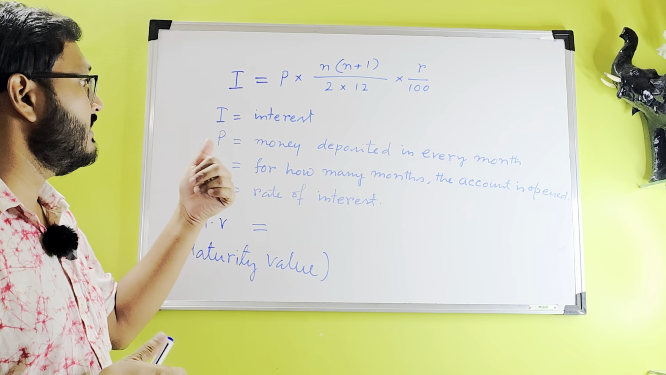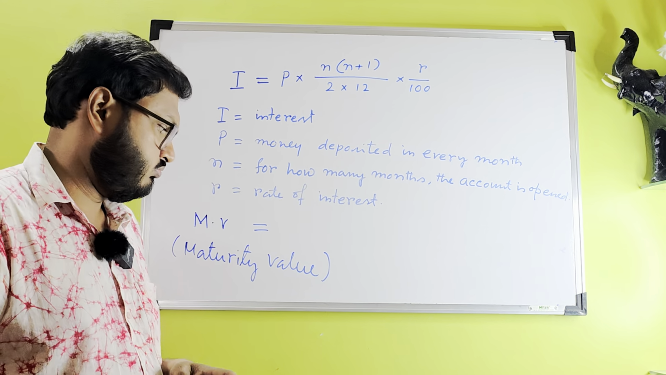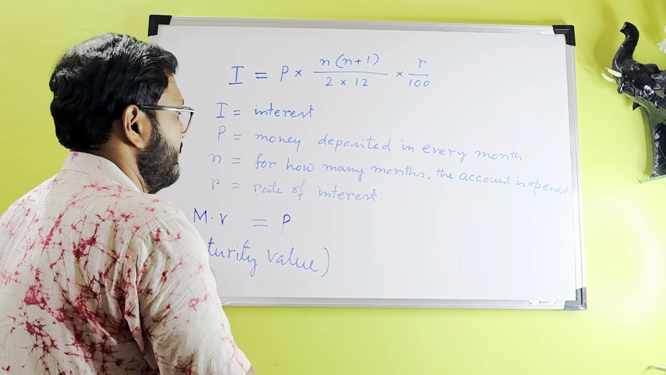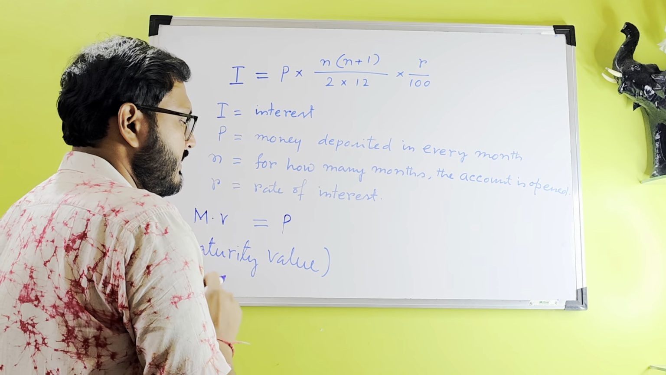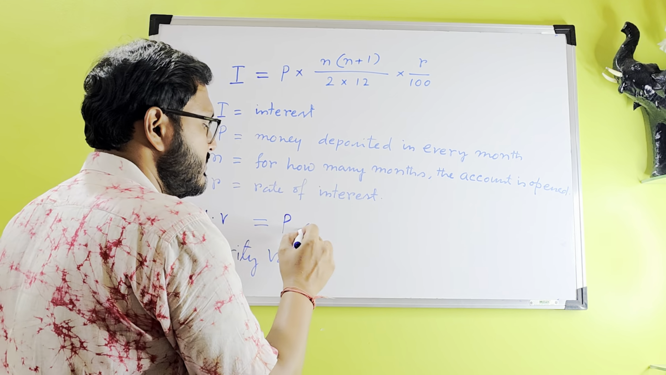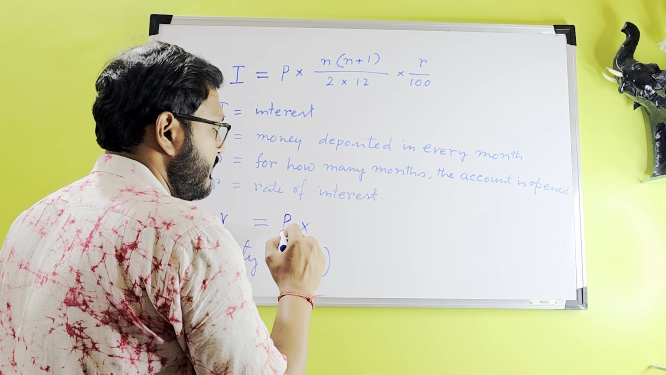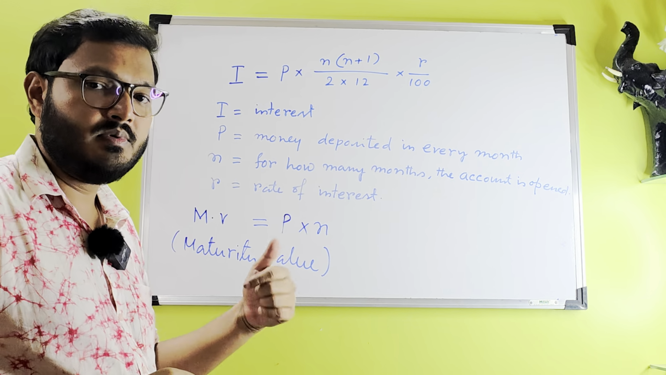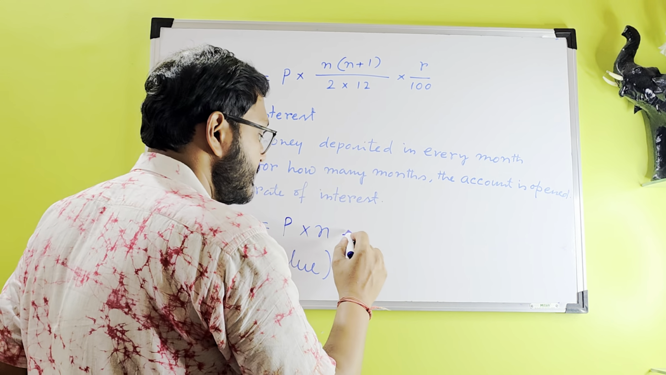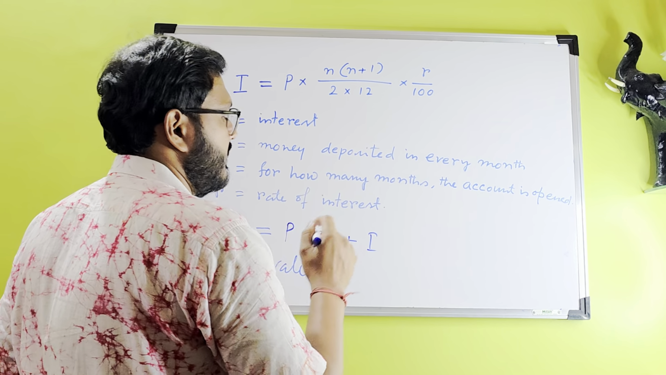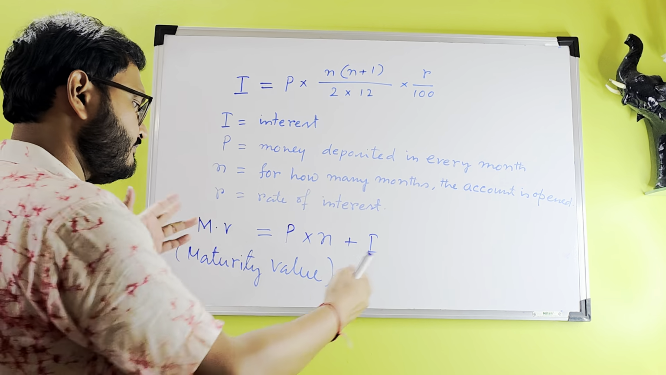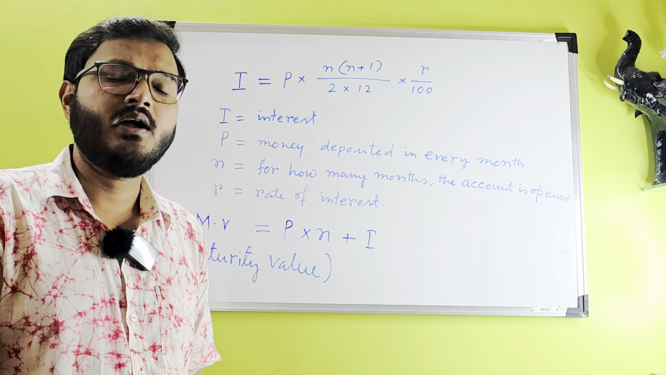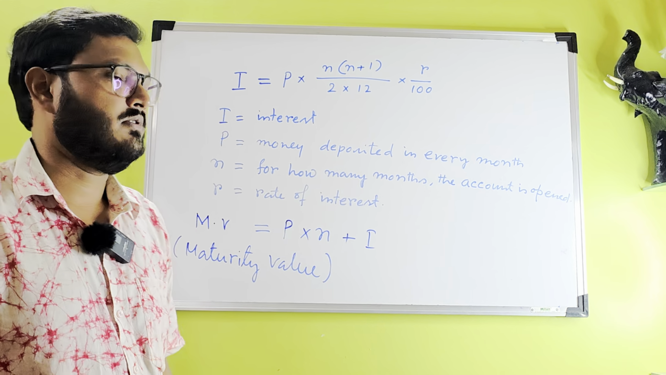So how much you deposited and how much you earned as interest from the bank, together, is called the maturity value. Here, you are depositing money for n months. How much are you depositing? P into n, because every month you deposit P rupees, for n months, plus the interest earned by you. Together it is called the maturity value. I hope it's clear.